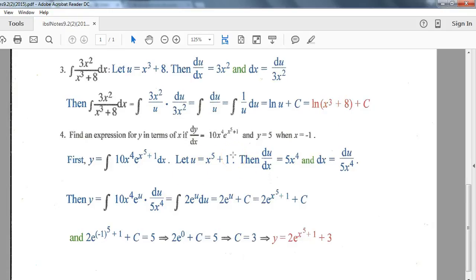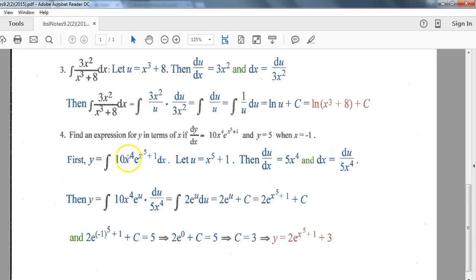Only difference on number 4 here is we're going to be able to get a c value because they're giving us some extra information so that we can solve for c. So again, if you haven't done this yet, I encourage you to give this a pause and try this one on your own first. But here's how this would look.